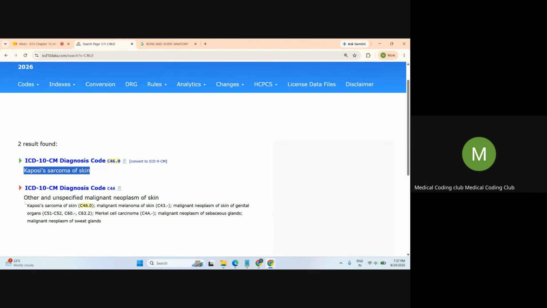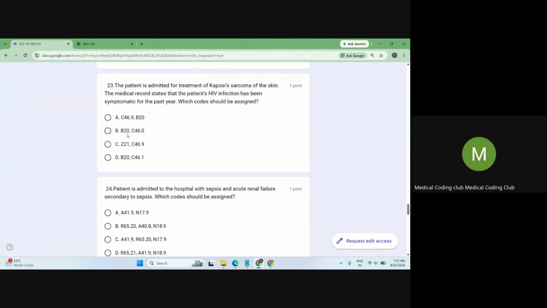So Kaposi sarcoma of skin, correct code. Here we have skin, so you will select option B.